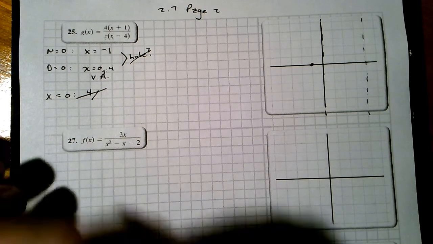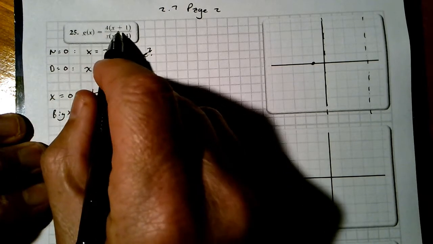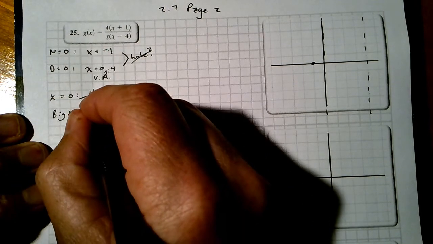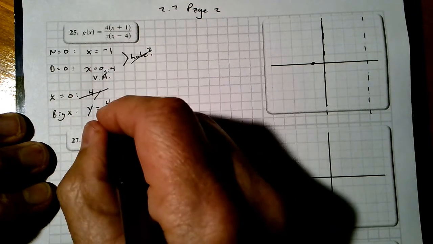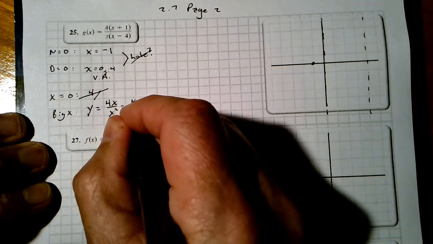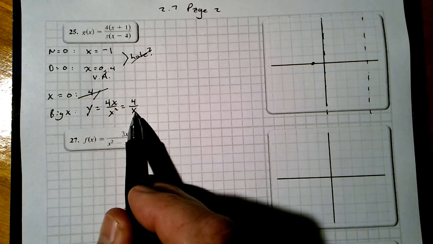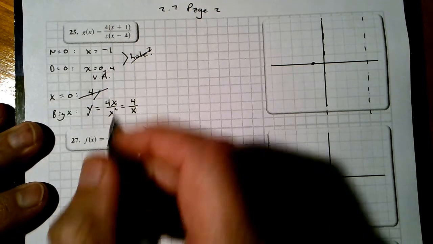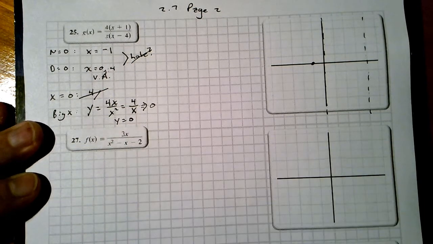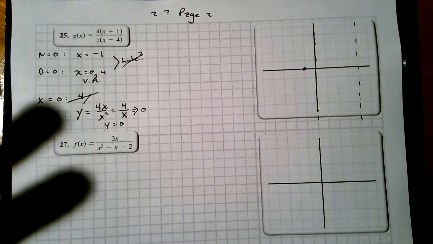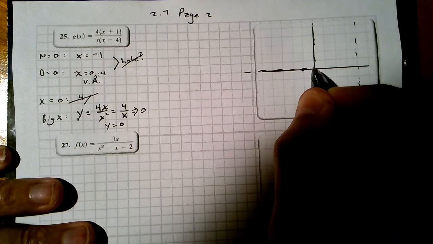Okay? And now big X becomes a contest of y equals 4x if we distribute versus x squared, which is 4 on x. And if x gets really, really big, this wants to be 0. It wants to approach 0. Y equals 0. Now this is going to be a little confusing perhaps for a second. Y equals 0 is an asymptote.